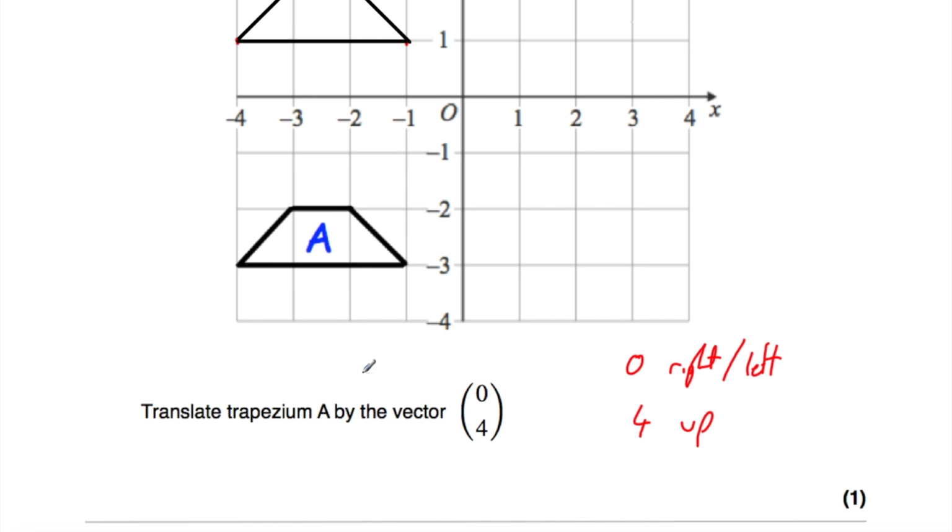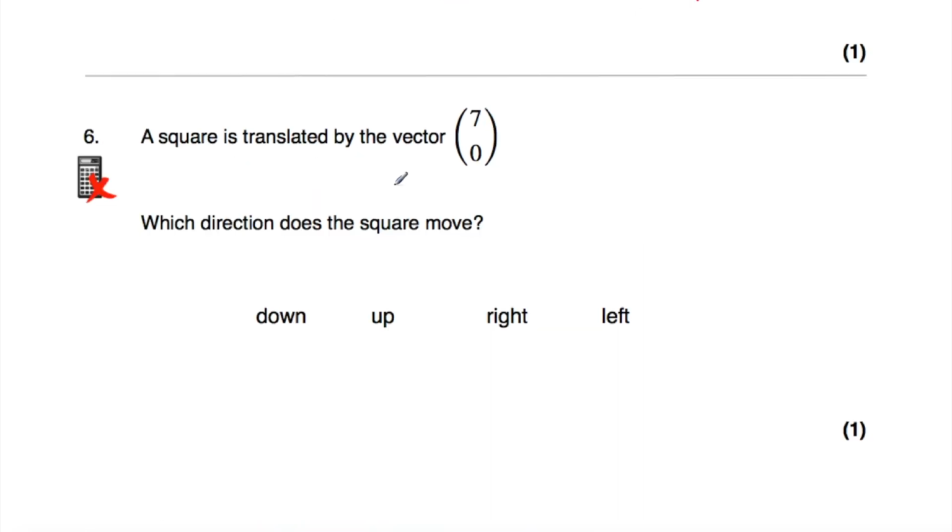And we don't need to label a B or anything. So that's it. We're done. Okay, let's look at our next question. Square is translated by the vector 7, 0. And then the question says, which direction will the square move? And we've got 4 choices: down, up, right, or left.